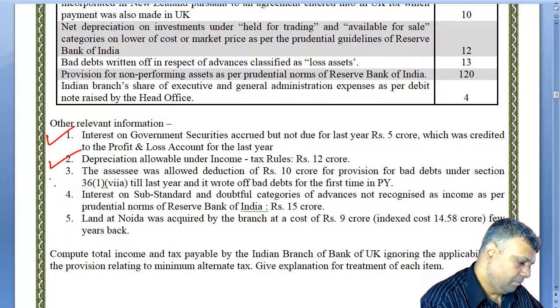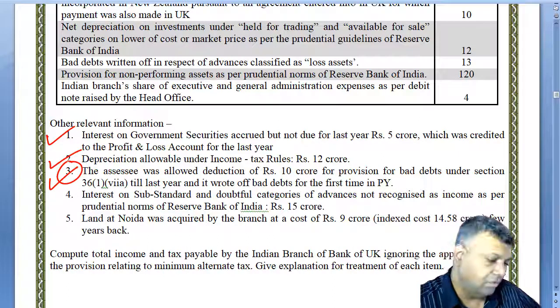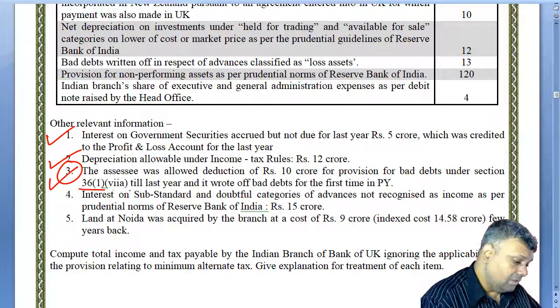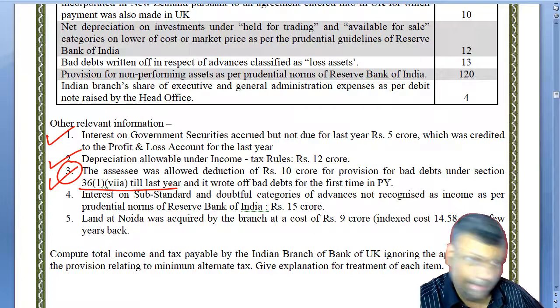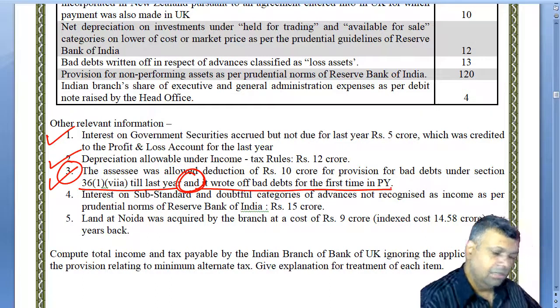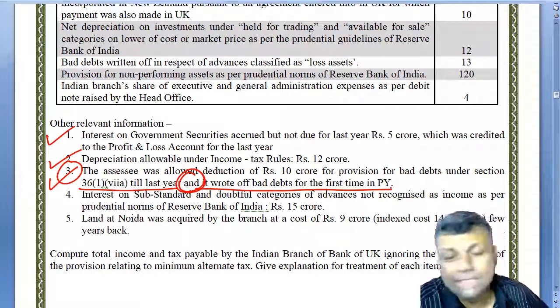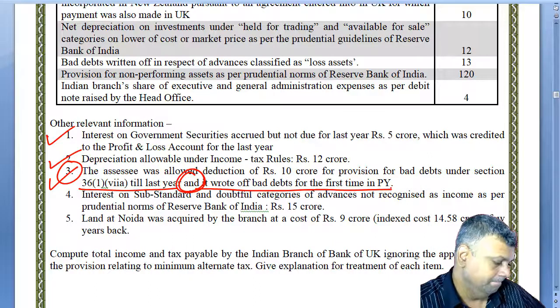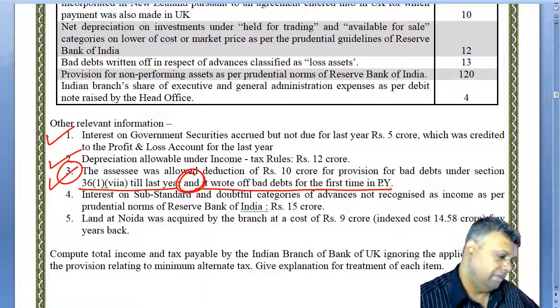Okay. Point number 3. The assessee was allowed deduction of rupees 10 crores for the provision for bad and doubtful debts under section 36(1)(viia) till the last year. Very important point. And it has written off the bad debts for the first time in the previous year. Very important. What does this mean?